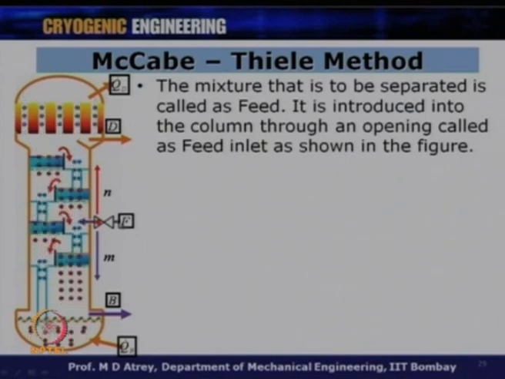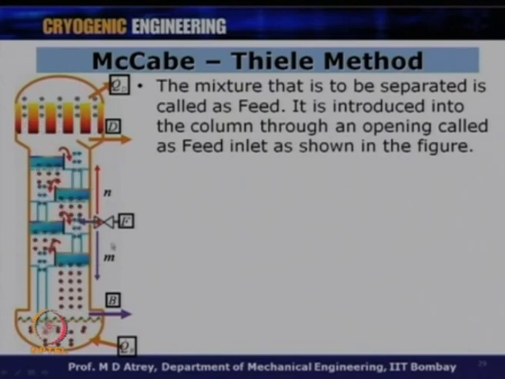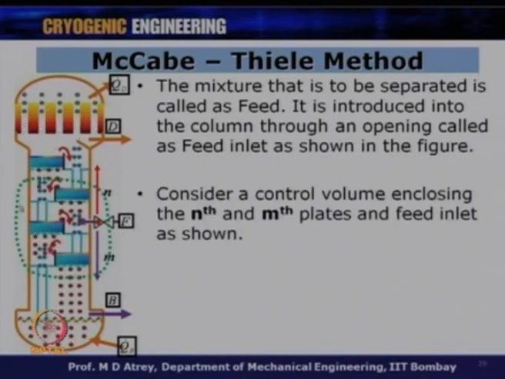So, you can see here F. This F denotes the feed inlet through which the mixture enters, and this feed point could be anywhere. It need not be at the center of this column. It can be at this point, at this point, depending on the feed condition. This feed inlet can vary. All right. Now, let us consider a control volume across this.